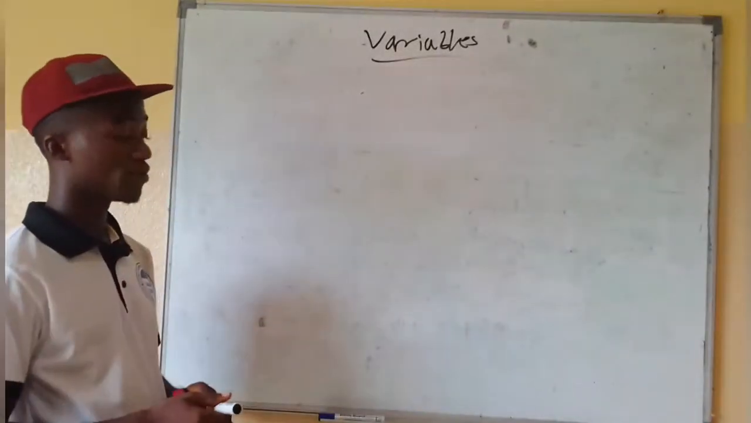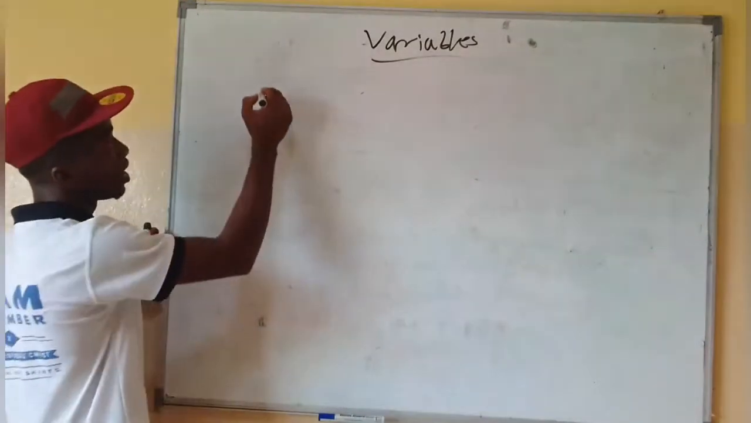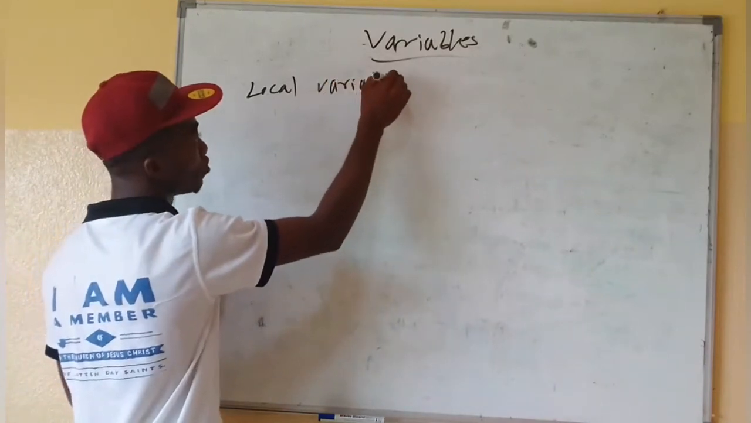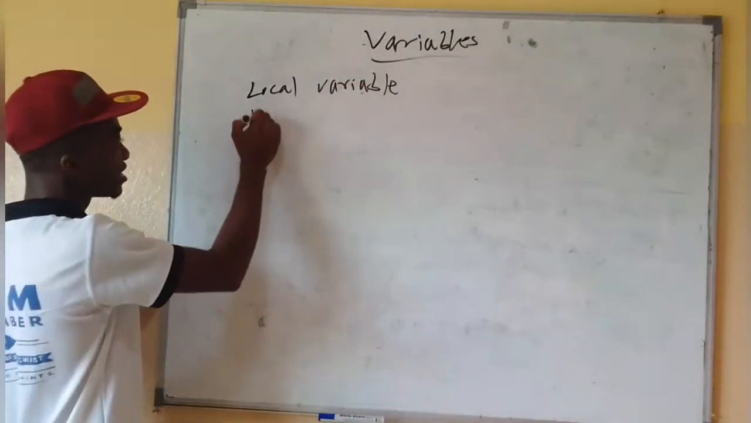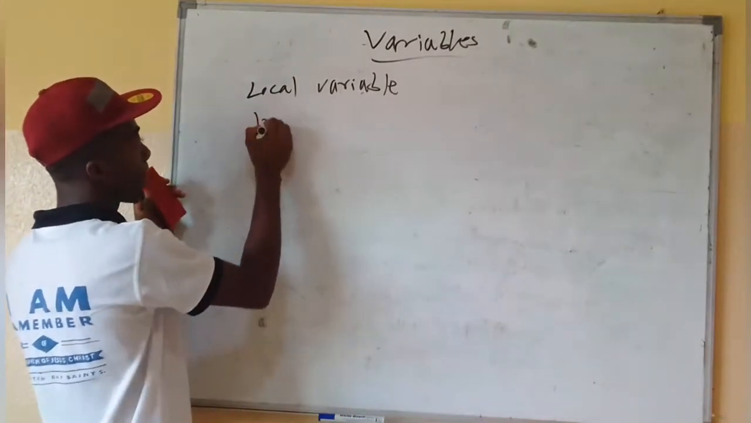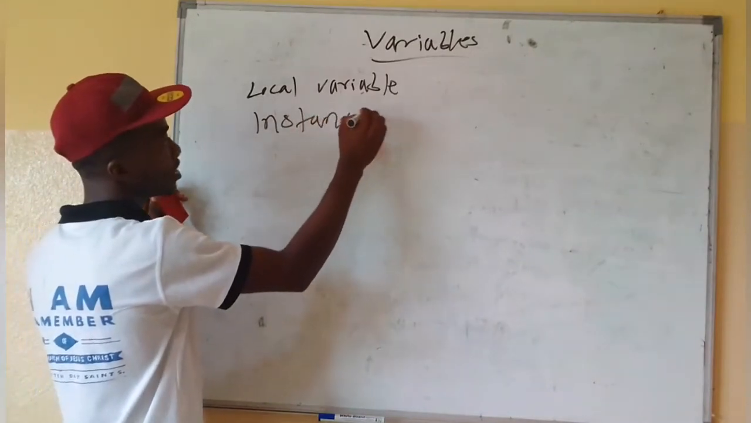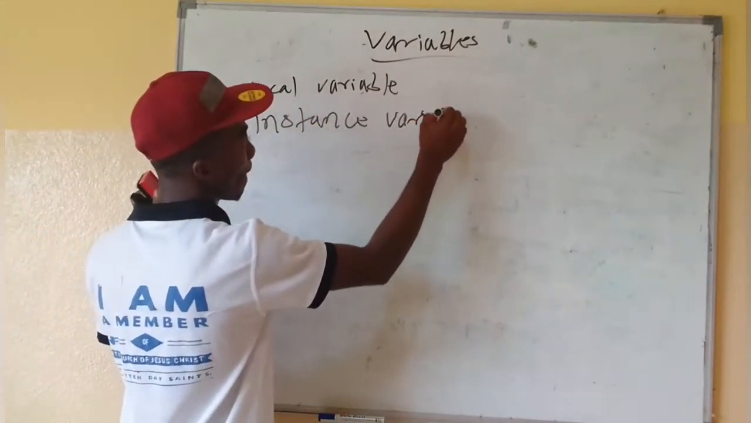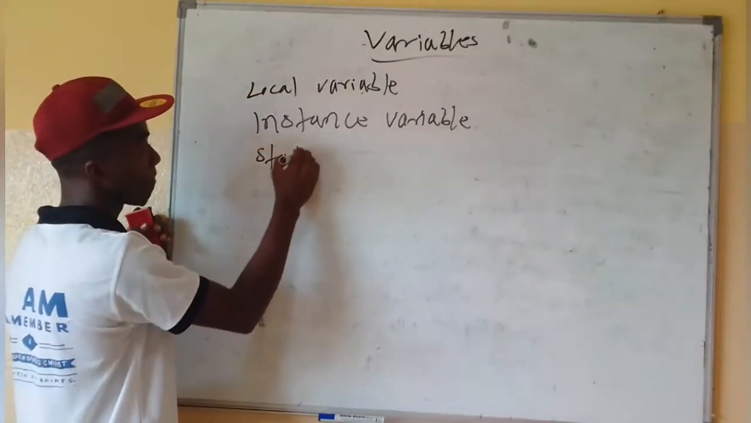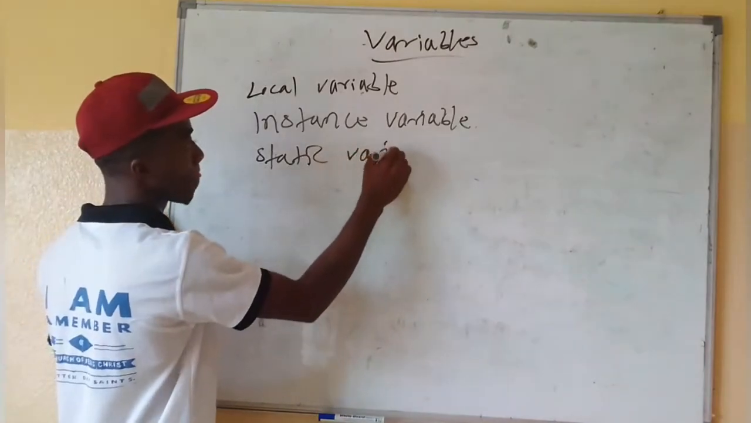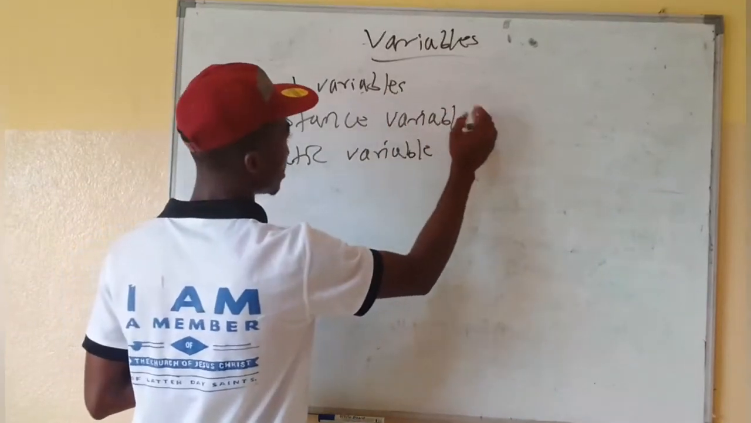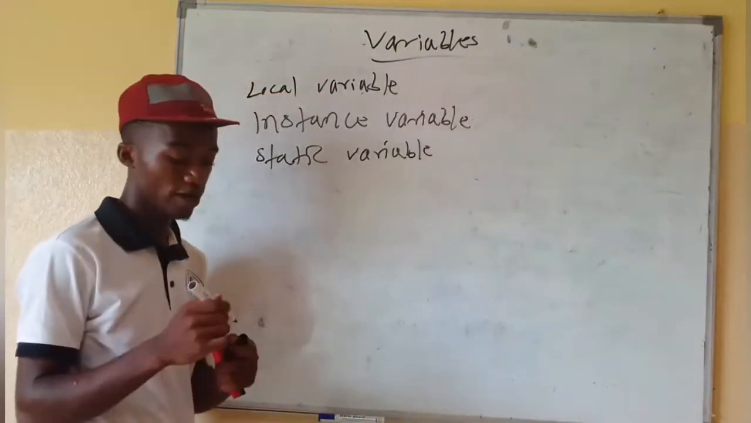So we want to talk about the types of variables. First, we have local variable, okay? And then we have instance variable. And then we also have what we call static variable. We have local variables, instance variables, and then we have static variables, okay?